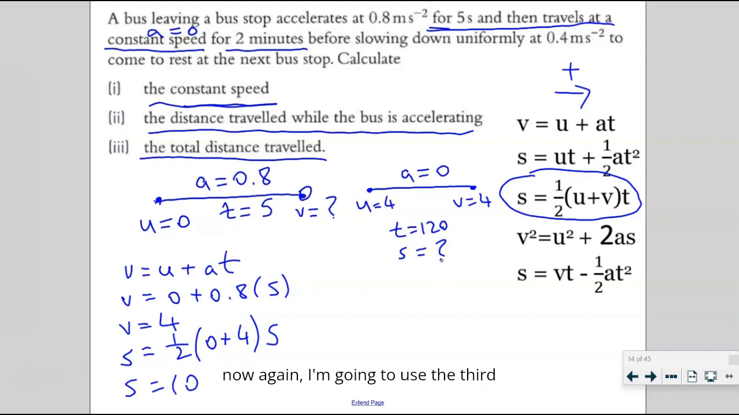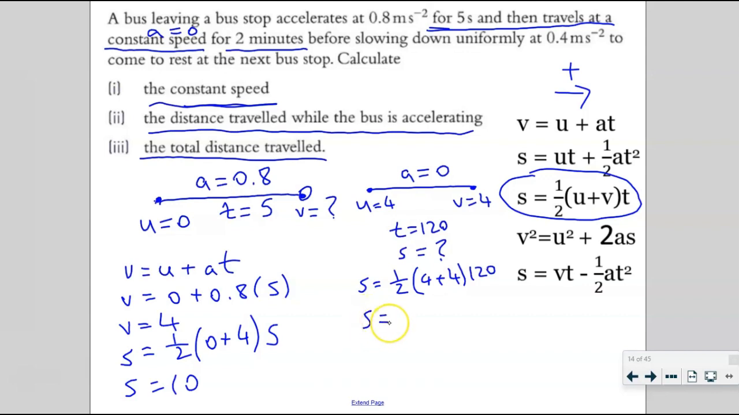Right, now again I'm going to use the third formula. So s equals half u plus v, so 4 plus 4, times by t, which is 120. So that would give you 480 meters. And you could have also used some of the other formulas as well, so that's completely fine.